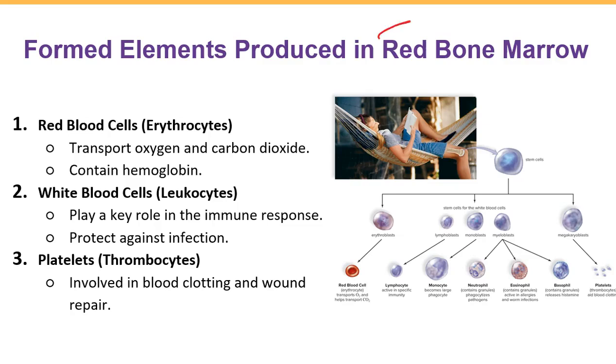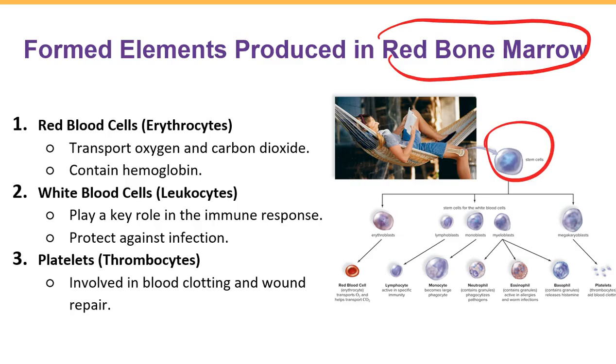Again, in the red bone marrow, because they have a stem cell, so they can divide and form other types of stem cells, and finally they can make all types of white blood cells: lymphocyte, monocyte, neutrophil, eosinophil, and basophil. All of them are going to be produced in our red bone marrow.